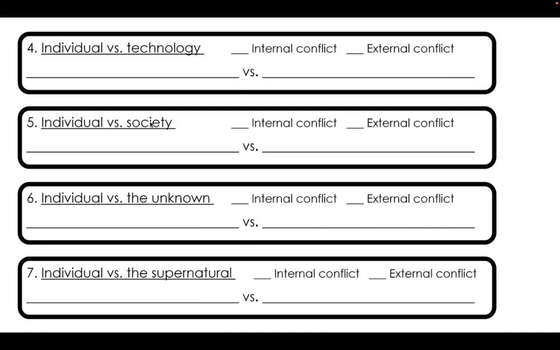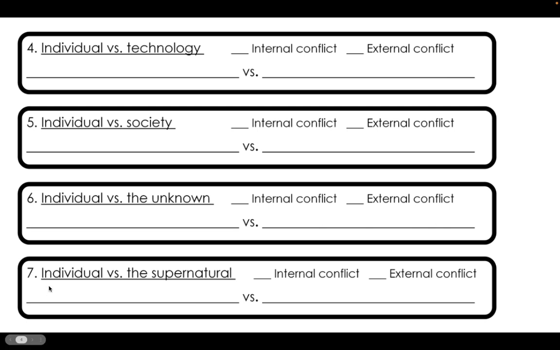Individual versus society. This is also going to be external because this is when an individual goes against the rules that are around them or the ideas that other people have around them. This isn't something that's going on inside of a character's mind. It's the characters around them saying, these are the rules, you have to follow these rules. Then we have individual versus the unknown. This is going to be an internal conflict because we can't hold the unknown. It's a fear almost that we have inside of ourselves of what's going to happen next. And it's always going to be internal.